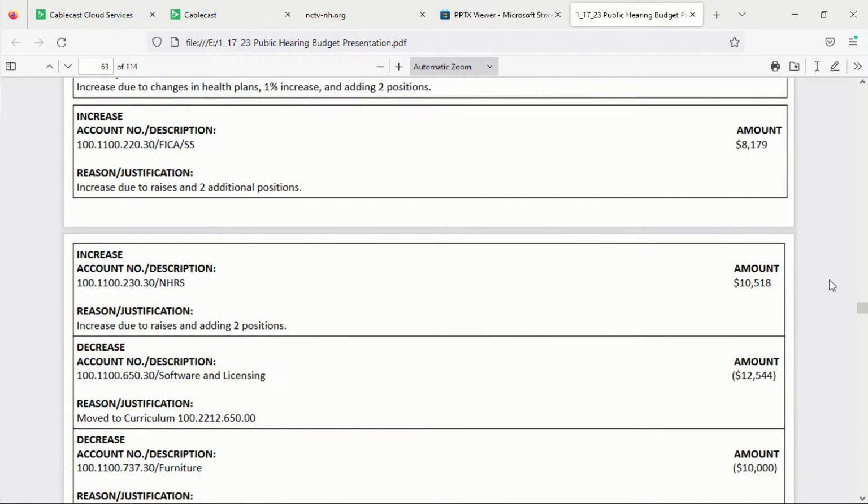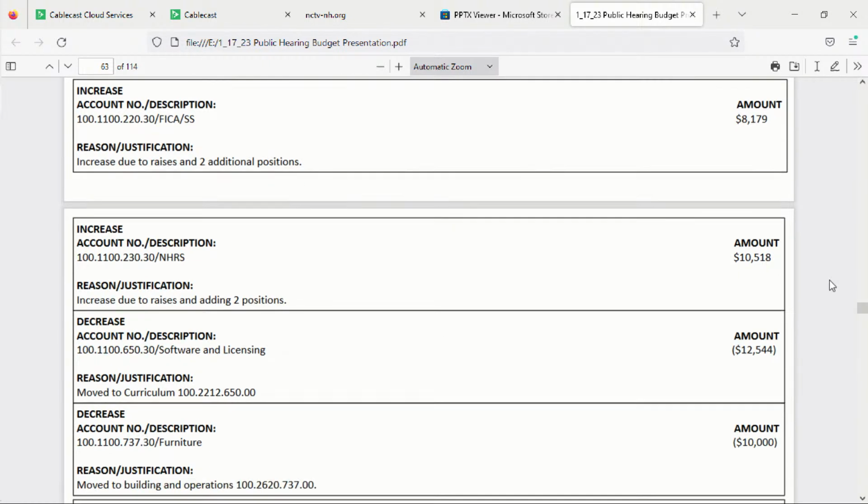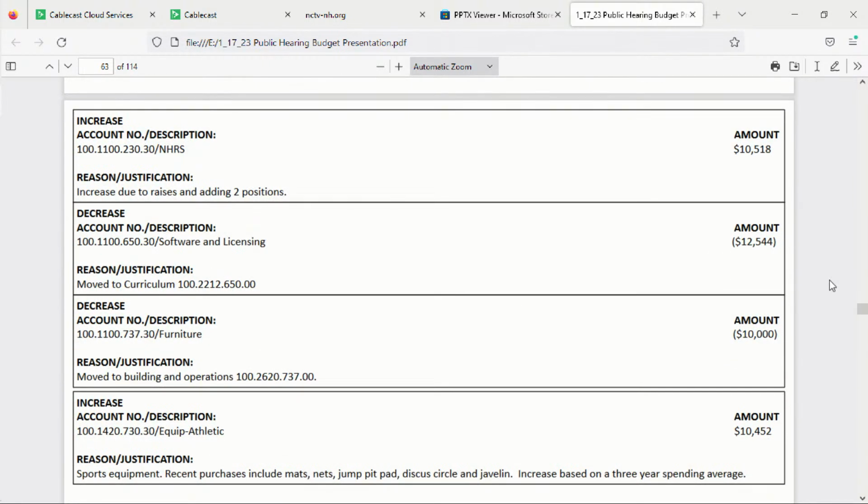So what you see reflected here, the first thing is for the $10,518, if we were able to add the 2 positions requested. And you can also see software licensing shifted over to curriculum under Bryn's line, as she described. Our furniture, 10 grand, moved over to Rodney. And athletic equipment, again looking at that 3-year spending average, was an increase of $10,452.